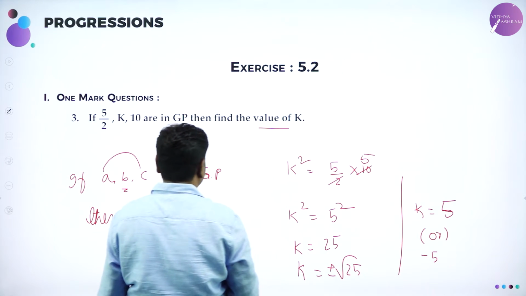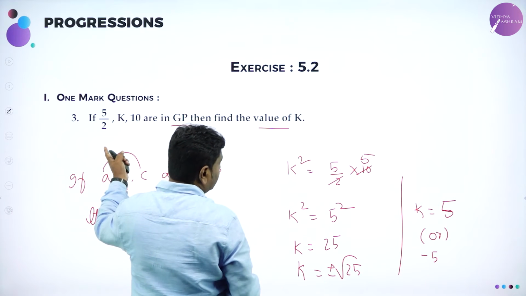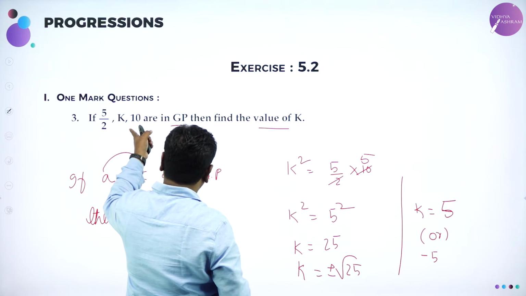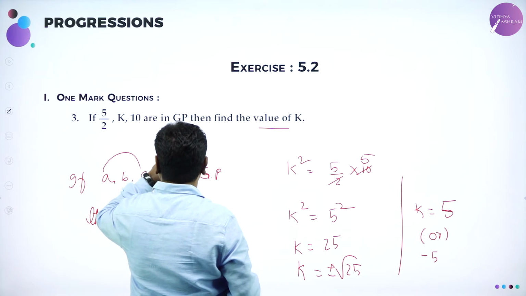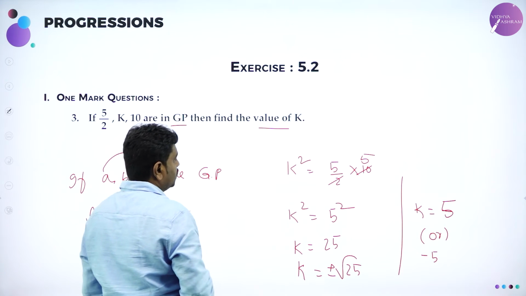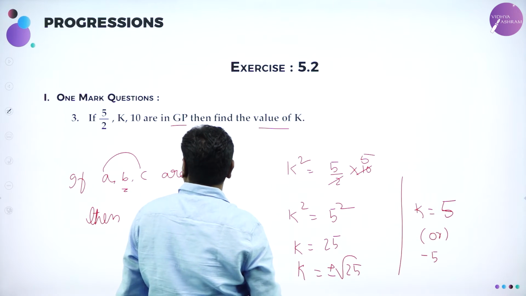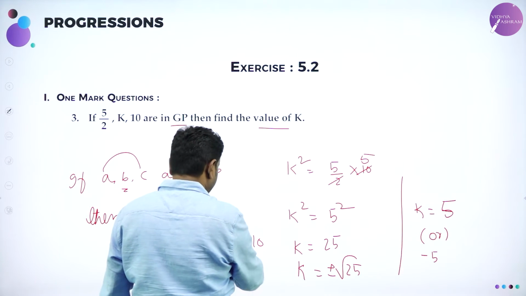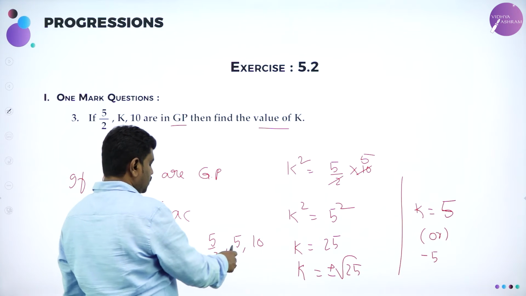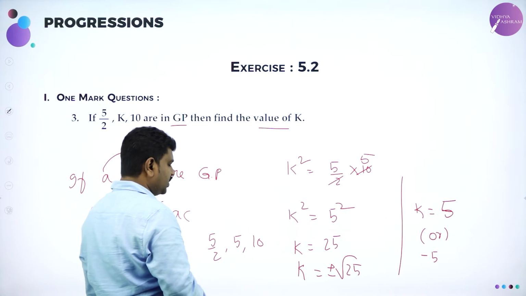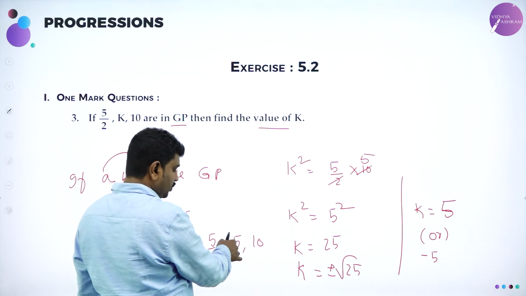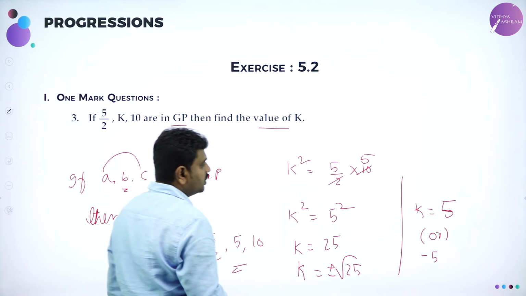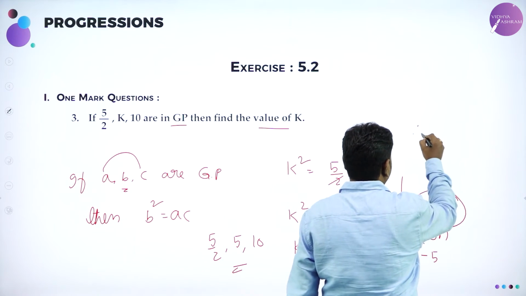Here they have to be in geometric progression. K we got, K is 5. So the terms are 5 by 2, 5, 10. Yes, they are in GP. If you divide them, they have a common ratio. What is the common ratio? For every term you multiply by 2: 5 by 2 into 2 is 5, 5 into 2 is 10. That's it. If you take minus 5, it is not possible. So the answer is K is 5. Therefore K is 5.